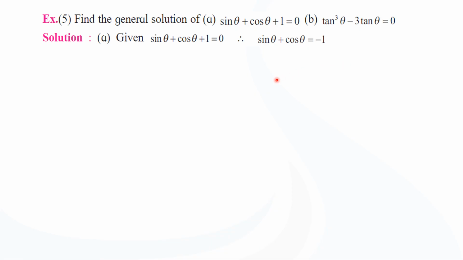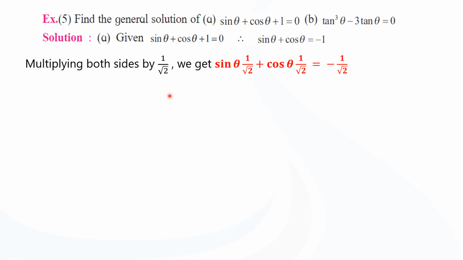Now many times you go for solving by squaring and all, but that's not correct. Here we'll introduce 1 by root 2. Remember, 1 by root 2 is a very good friend of ours, and that can be conveniently taken as sin pi by 4 or cos pi by 4 as we require. That's why 1 by root 2. So when we multiply both the sides by 1 by root 2, we get sin theta into 1 by root 2 plus cos theta into 1 by root 2 is equal to minus 1 by root 2.